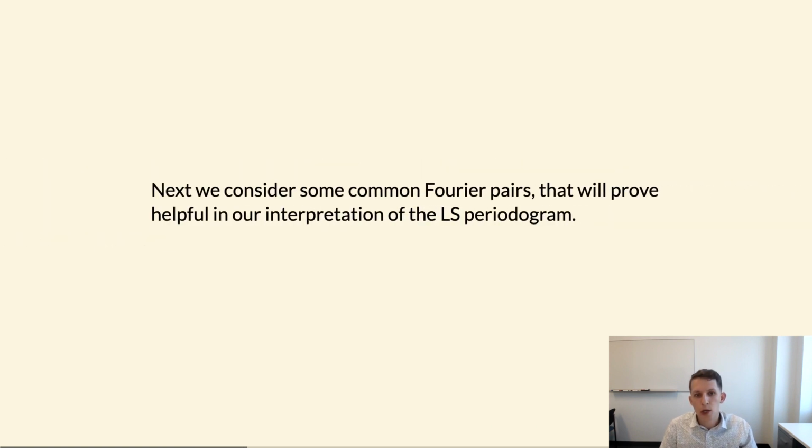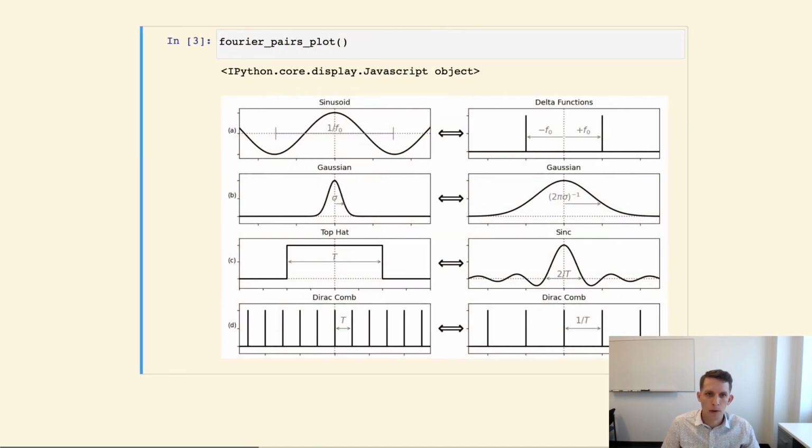So now we're going to look at some common Fourier pairs. Basically, here's a common or standard continuous function. What is the Fourier transform of that function? And looking at these common Fourier pairs is actually going to prove extremely helpful in terms of how we interpret the Lomb-Scargle Periodogram. Right, so here we have 4 Fourier pairs that I want to discuss in detail.